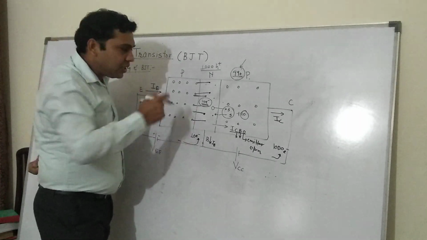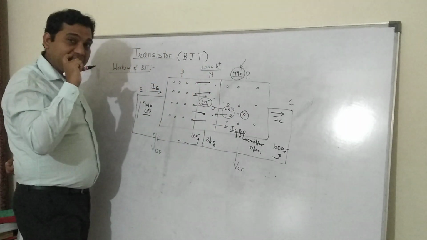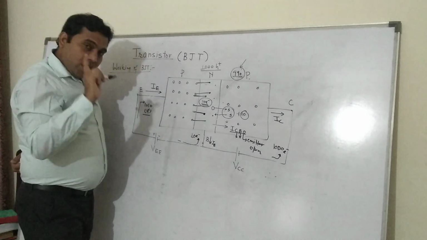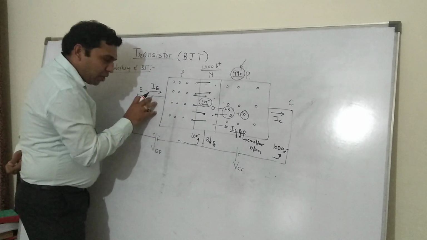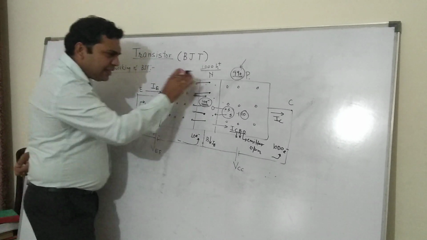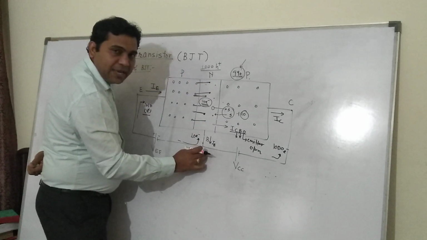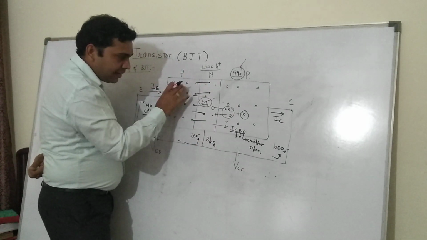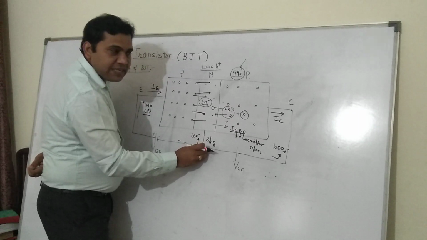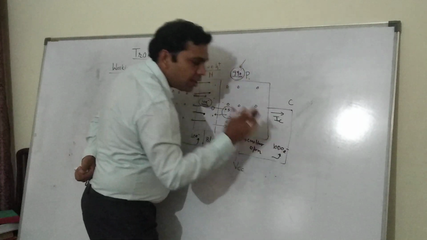This is how the current flows in the semiconductor, in the transistor. I have taken the example of 1010. Out of 1010, let's say 10 contributes to the base current and 1000 contributes to the collector current.